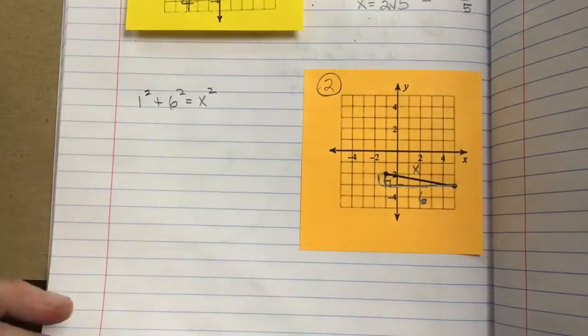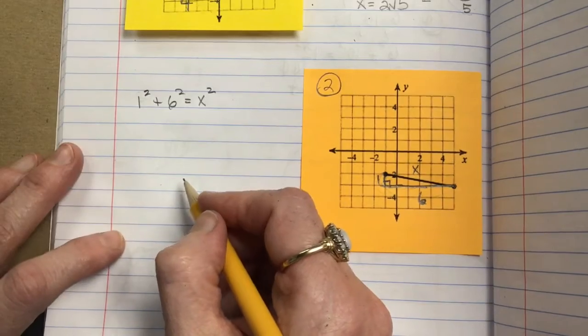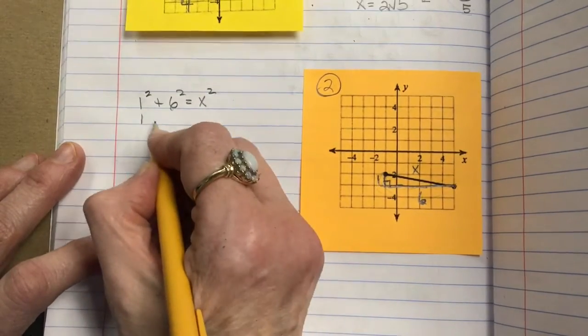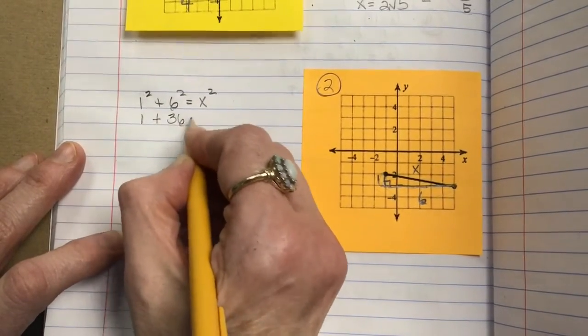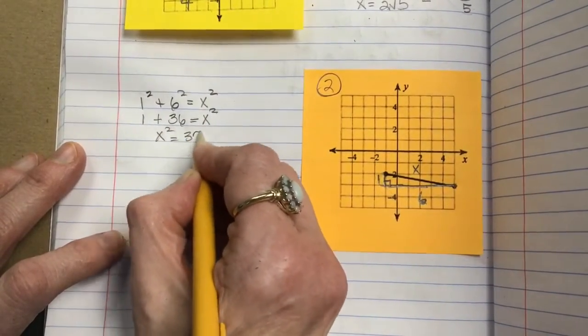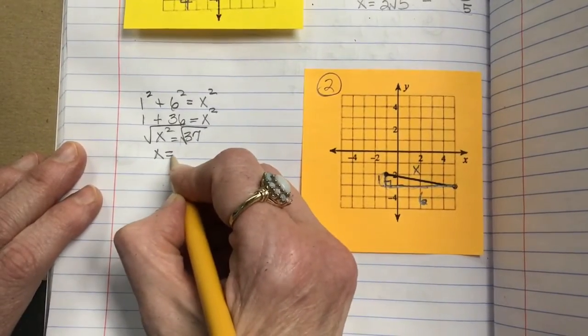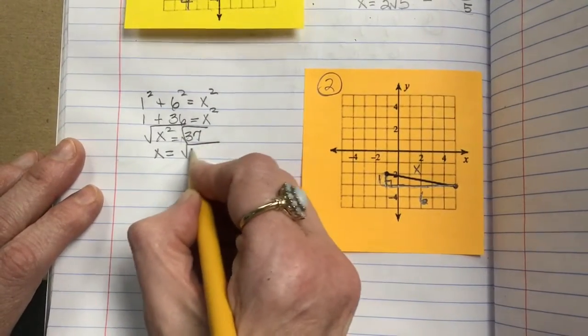Now write that on your notes. You may not write it in your classwork, but I would like to see that in your notes. So I get 1 squared is 1, 6 squared is 36, I get x squared. X squared equals 37, square root, and I get x equals, math class we like it exact, the square root of 37.